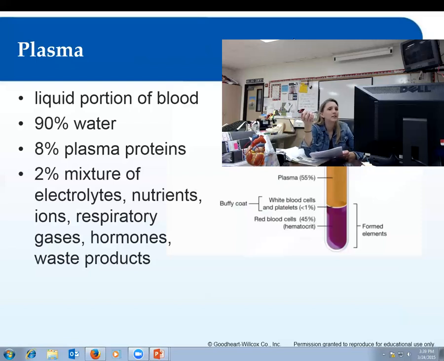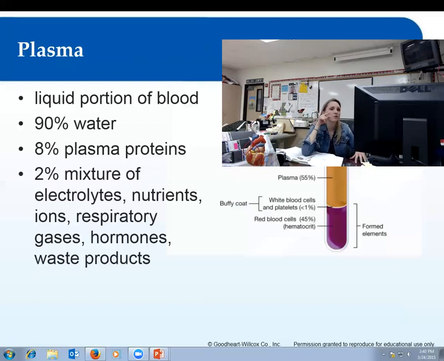About 8% of it is plasma proteins. And then 2% of it is your electrolytes, nutrients, respiratory gases, so some free-floating oxygen, carbon dioxide, bicarb, and so forth, hormones, waste products. You also find buffers in there. Buffers help to manage your pH in your bloodstream. And then bicarb is another one, and it carries carbon dioxide.